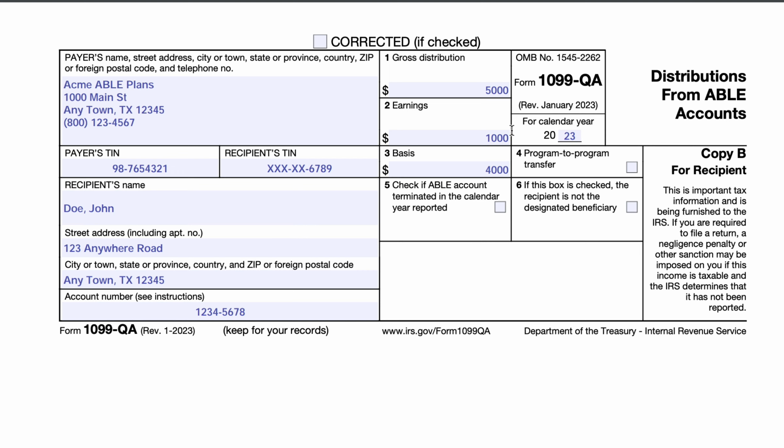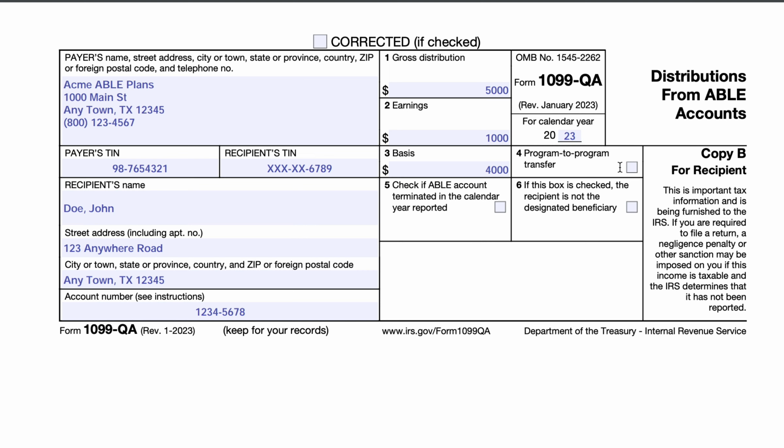So you would report any taxable amounts on the other income line on either your Form 1040 or your Form 1040 SR. You may also need to file IRS Form 5329 to calculate any additional taxes that you may be subject to for non-qualified distributions. The rest of these boxes are simply check marks. So it's important to understand which of these there are.